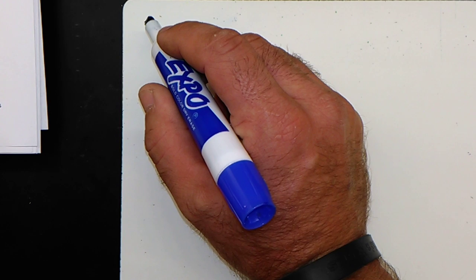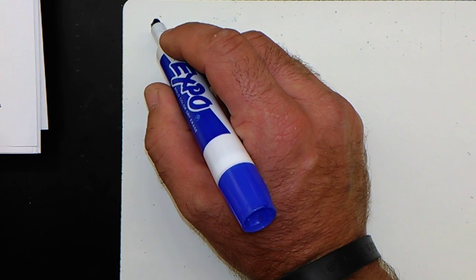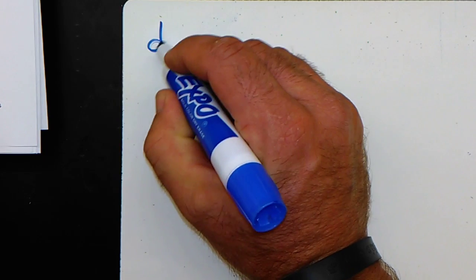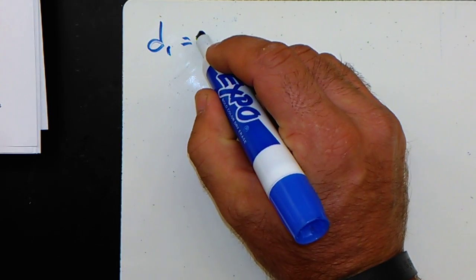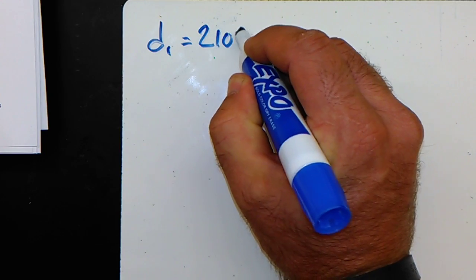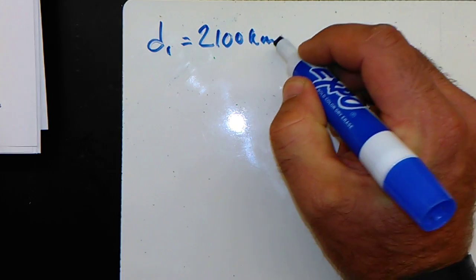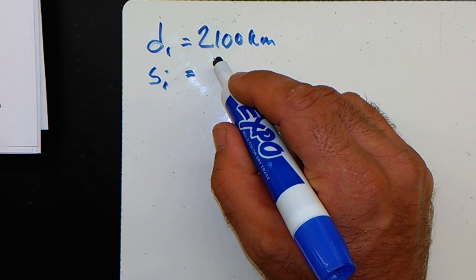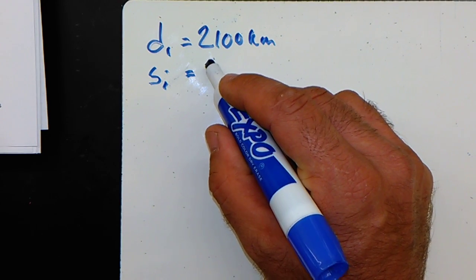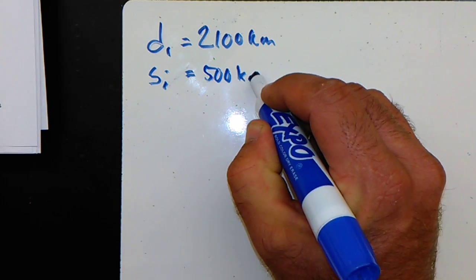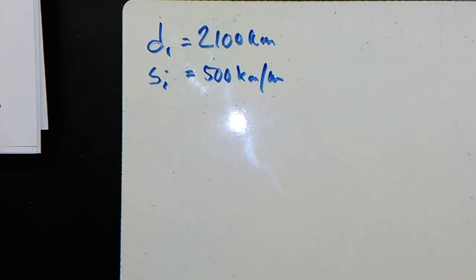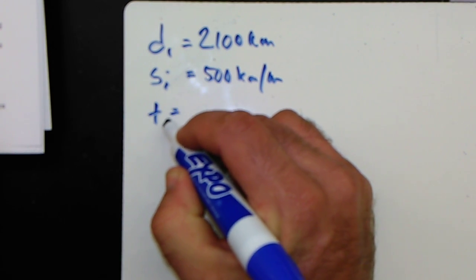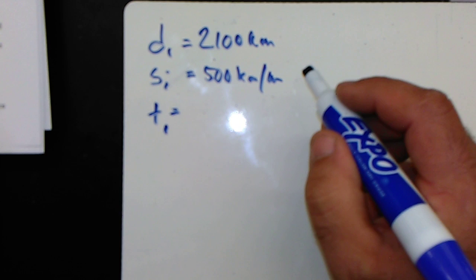Okay, this is number 24 of the homework, and it says that an airplane travels a distance in its first part of 2,100 kilometers. It says the speed of the first part of the trip is 500 kilometers per hour. Wherever there's a speed and distance, there is also a time. It doesn't give us that.